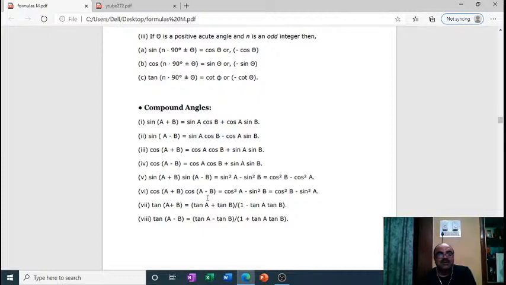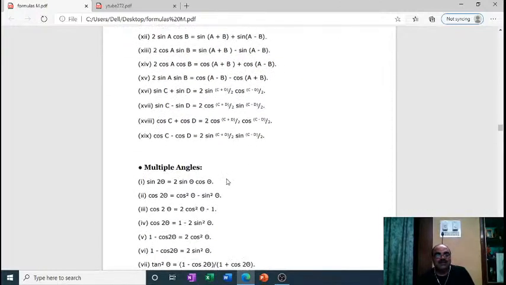Cos of a plus b into cos of a minus b is cos square a minus sine square b, which is cos square b minus sine square a. Tan of a plus b is tan a plus tan b by 1 minus tan a tan b. Tan of a minus b is tan a minus tan b by 1 plus tan a tan b.